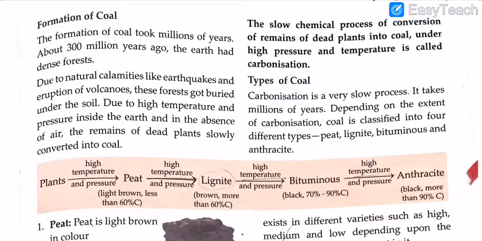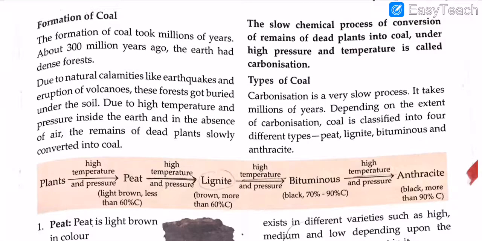And the slow chemical process of conversion of remains of dead plants into coal under high pressure and temperature is called carbonization. So it's a process by which coal is made. Let's repeat it once again. The slow chemical process of the conversion of remains of dead plants into coal under high pressure and temperature is called carbonization. Carbonization is a very, very slow process and it takes millions of years. Depending on the extent of carbonization, coal is classified into four different types: peat, lignite, bituminous, and anthracite.